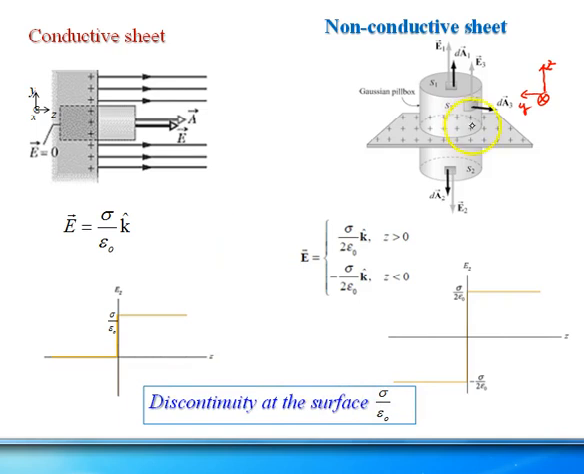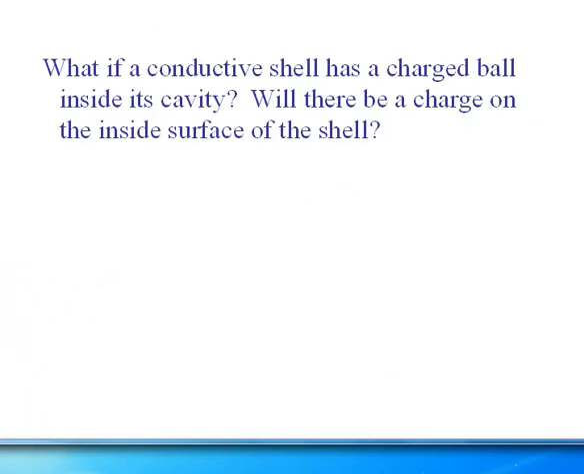So why, in fact, do we end up with that? For an insulator, we get sigma over 2 epsilon naught because we have our electric field pointing in both directions. We have an electric field due to the same surface charge pointing in both directions. So let's look at a couple of examples.